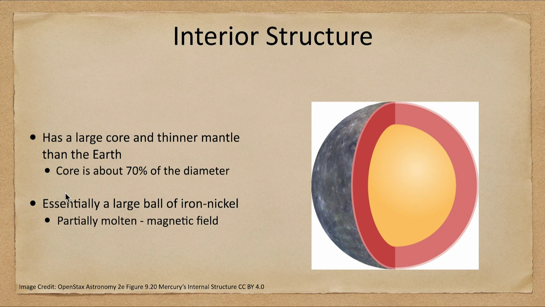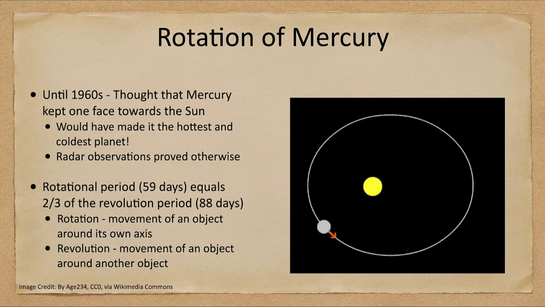Now, when we look at Mercury, Mercury rotates a little bit differently than other planets that we know, although we'll see similarities when we get to some of the moons. Until the 1960s, it was thought that Mercury kept one face toward the sun. Interestingly, this would have made it the hottest and the coldest planet in the solar system, with one side constantly facing the sun and being baked, and the other side never seeing sunlight and being incredibly cold. However, radar observations showed that this was different. And we found that the rotational period of 59 days was 2/3 of the revolution period of 88 days.